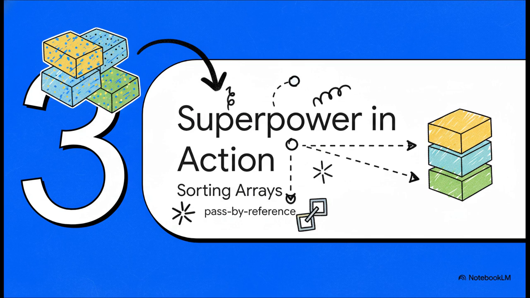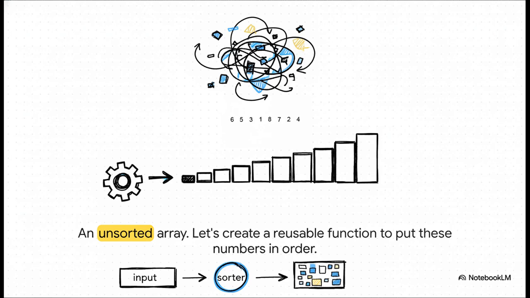Okay, so we can look at data and we can add it up efficiently. That's cool. But what happens when a function needs to actually change the data? This is where pass-by-reference goes from being useful to being a total game changer. Let's see it in action and build a tool to sort our data. So picture this. We've got this list of numbers and it's a total mess, completely out of order. Our goal is to get them arranged from smallest to largest.